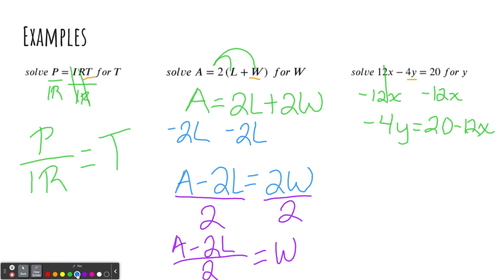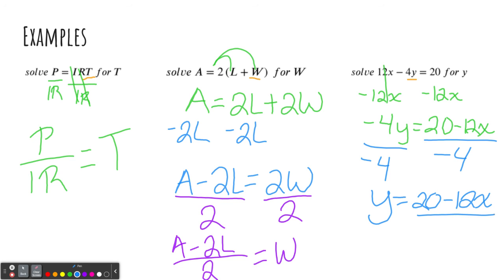Last step is to cancel out that multiplying by negative 4. So we will divide both sides by negative 4 to get our final answer of y equals 20 minus 12x over negative 4. As you can see, when solving literal equations, your final answer is not going to be a nice clean number. You will still have variables and numbers potentially together in the same answer.